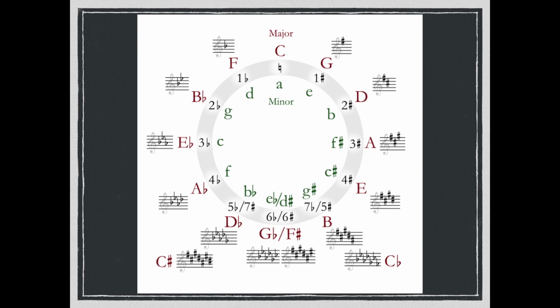Here we can see that the major C has a minor A as its equivalent, since they both have no sign and share the same notes, which are the white keys on the piano, by the way. This also applies to G and E minor, and also to D and B minor, but also A and F sharp minor, and so on and so forth.